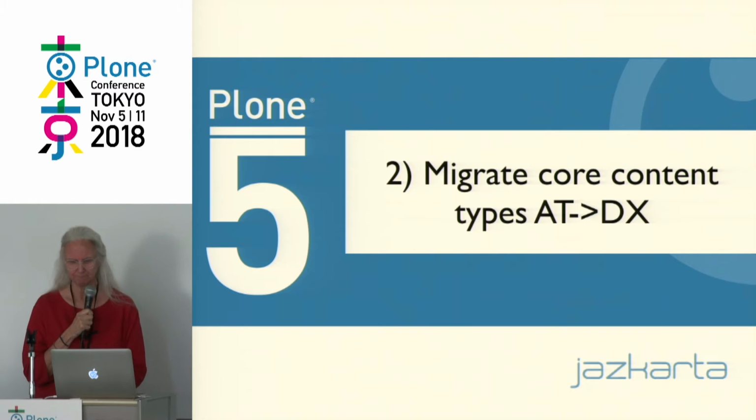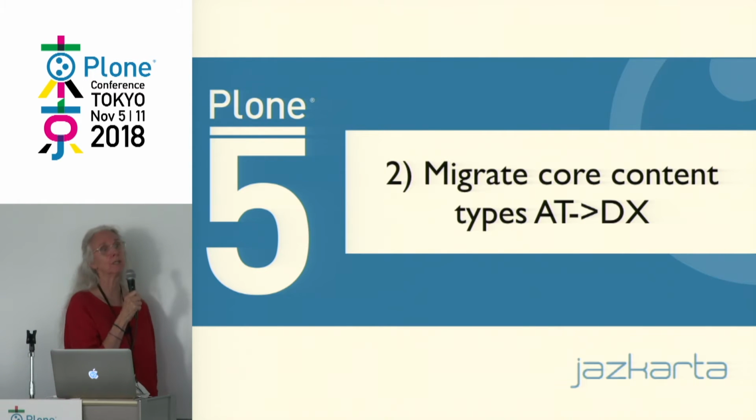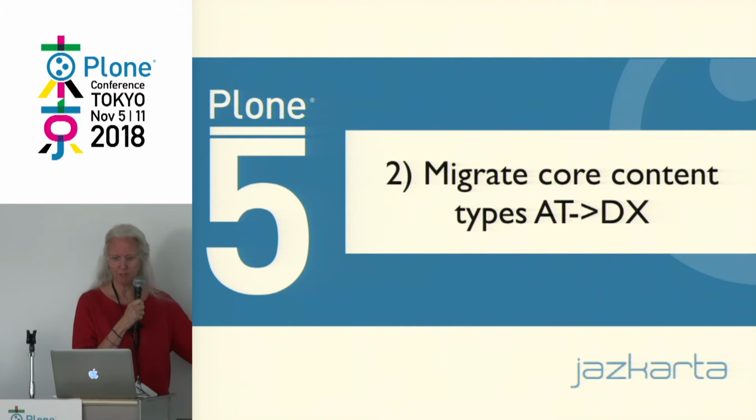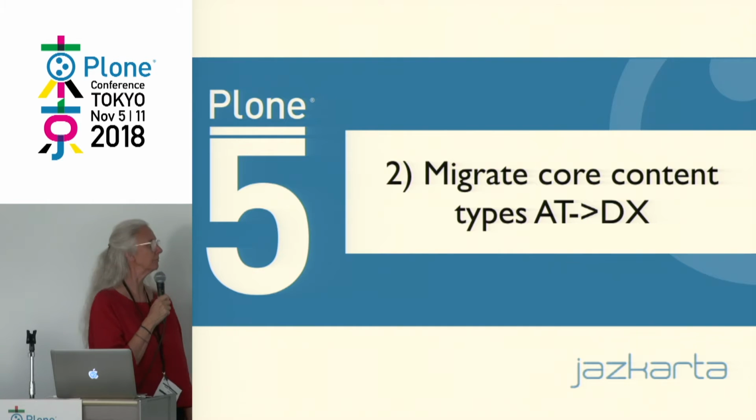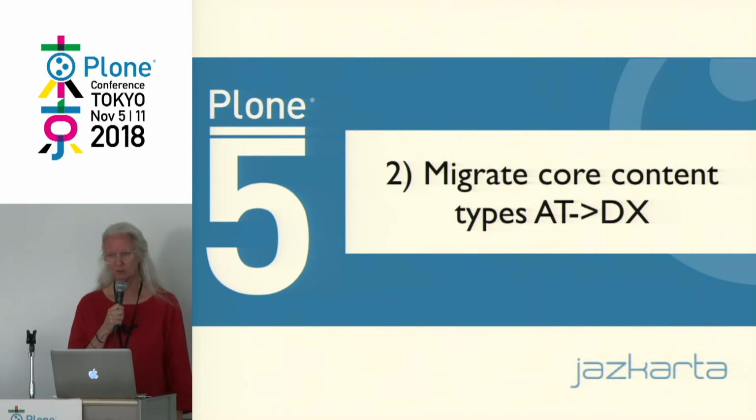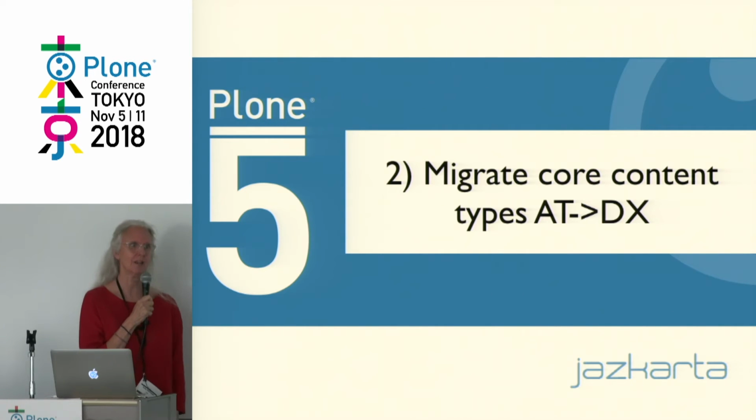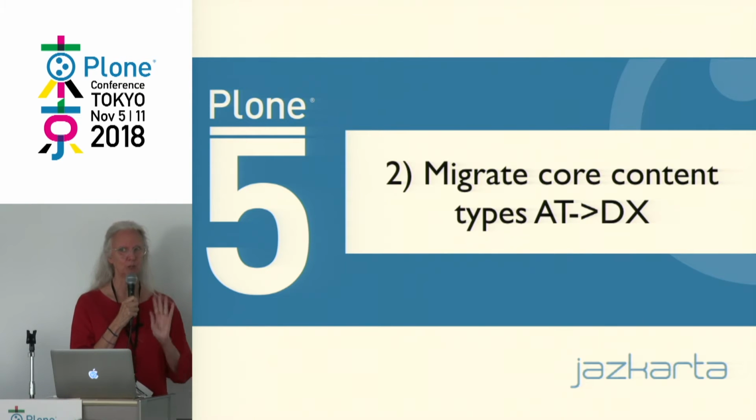But that's one project. Another project is to migrate the core content types from Archetypes to Dexterity. And there are really good migration tools to do this. So this is a fairly well understood, reasonable thing to do. Obviously, if you've done customization of the core content types, like by adding lead images or something like this, then you're going to have to do some custom work here. But happily, if you've just stuck with the regular Plone core content types, this is not such a big deal.